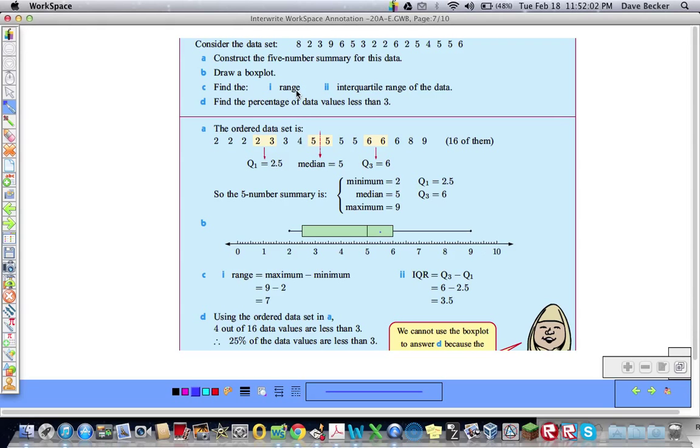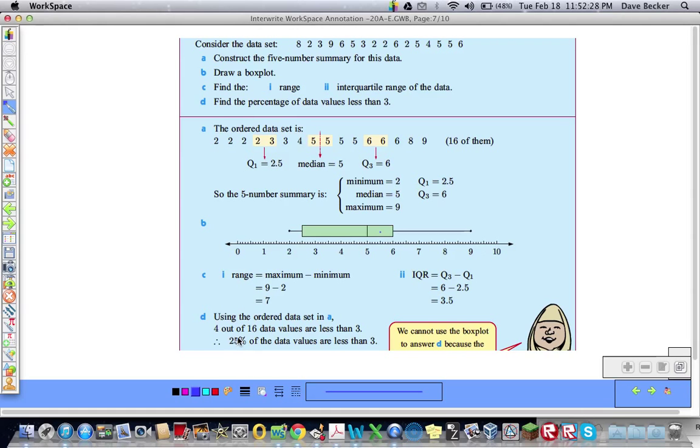Okay. Find the range of the data. Range is max minus min. 9 minus 2 is 7. Interquartile range, that's easy. 6 minus 2.5 is 3.5. Okay, and then use the ordered data set in A. Find the percentage of data values that are less than 3. So that would be 1, 2, 3, 4 out of 16, which is 25%.